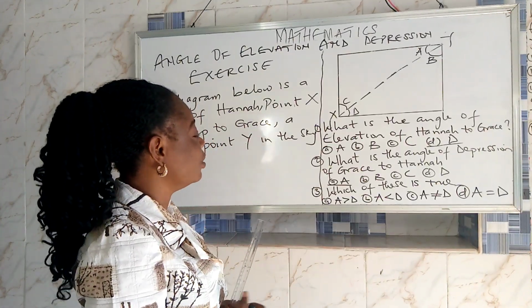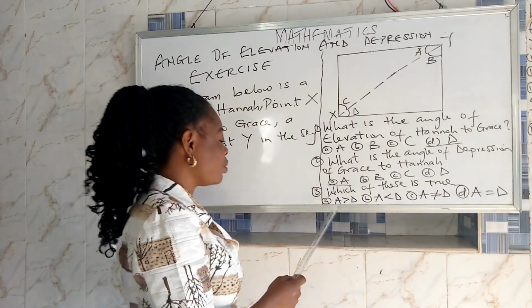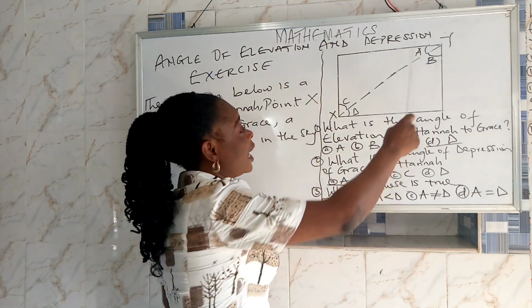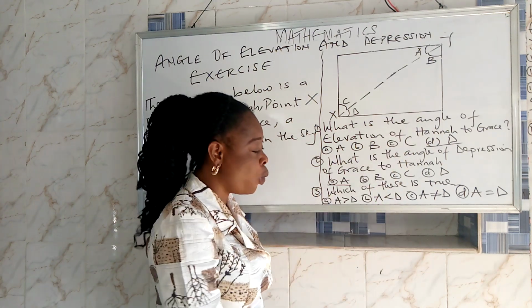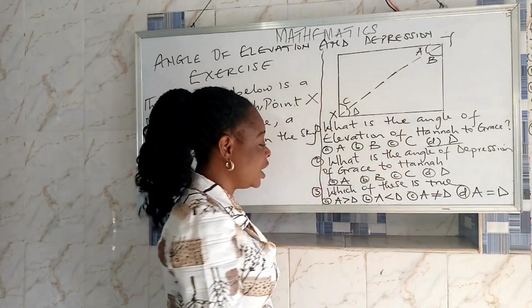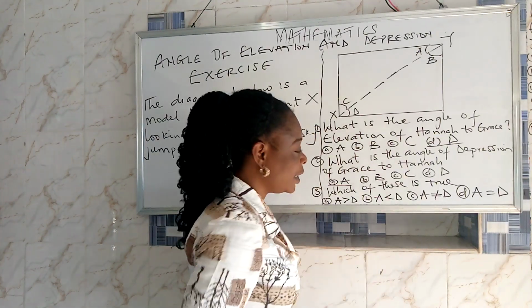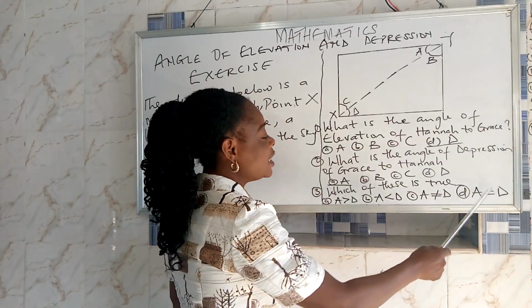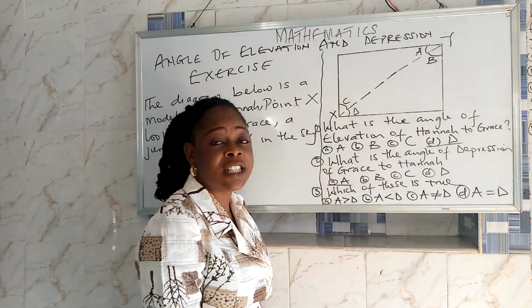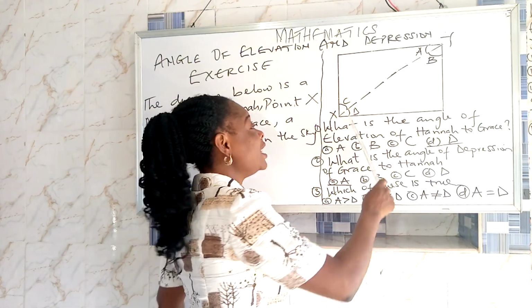Now the third question says, which of these is true? The first option says A is greater than D. Can A be greater than D? No. The second one, A is less than D. Can A be less than D? No. C, A is not equal to D. Disagree. The third one, A is equal to D. Yes. This angle A is equal to angle D. The reason is because they are alternate angles, and alternate angles are equal.